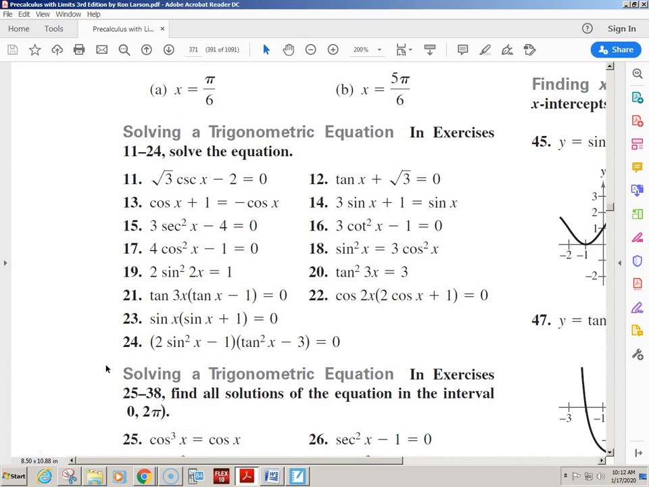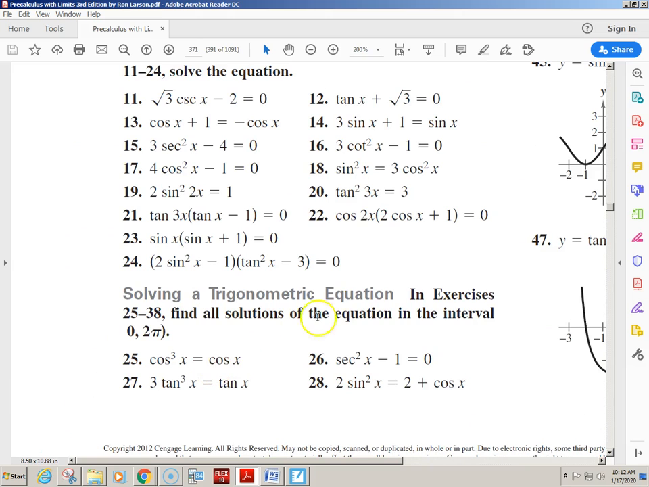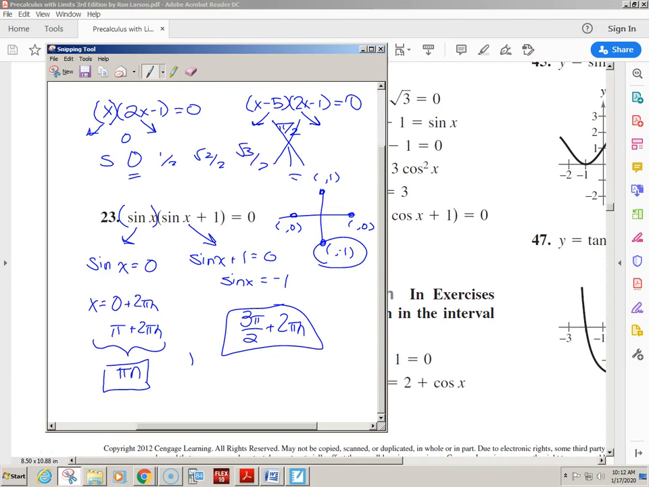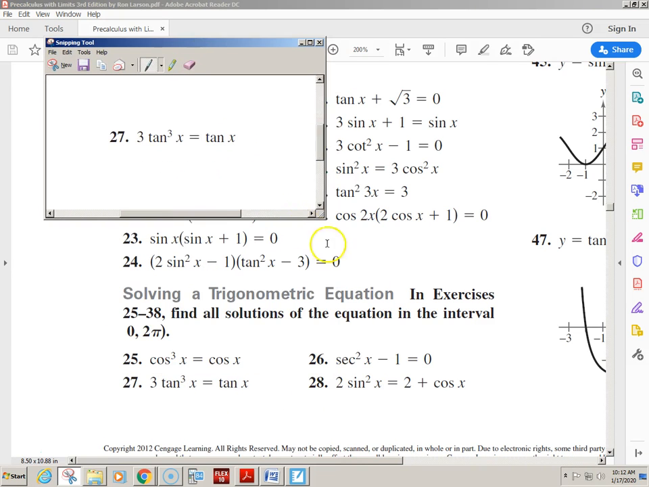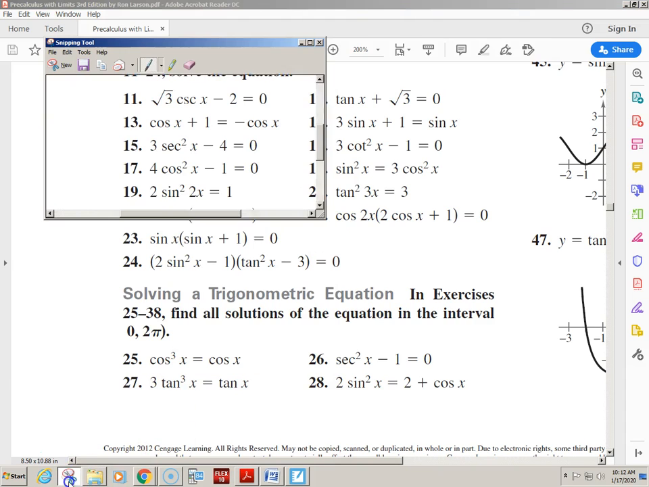Spencer, 27? Okay. 27 switches directions to looking only between 0. Oh yeah, that one's fun. This was one that Emma was curious about yesterday. I think this was you, Emma, right? Yes.